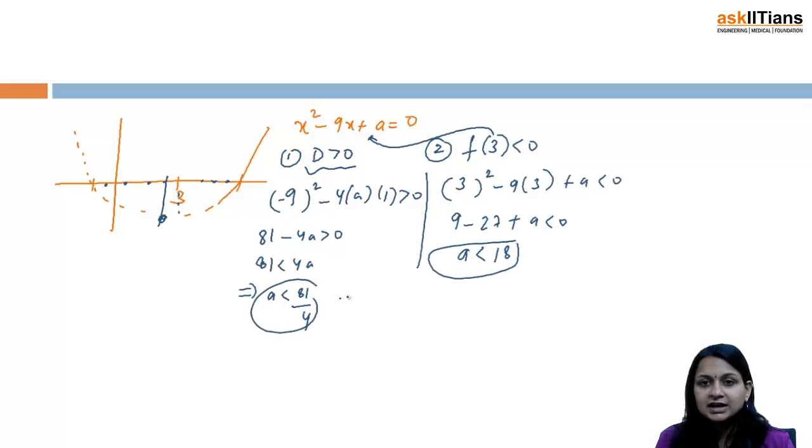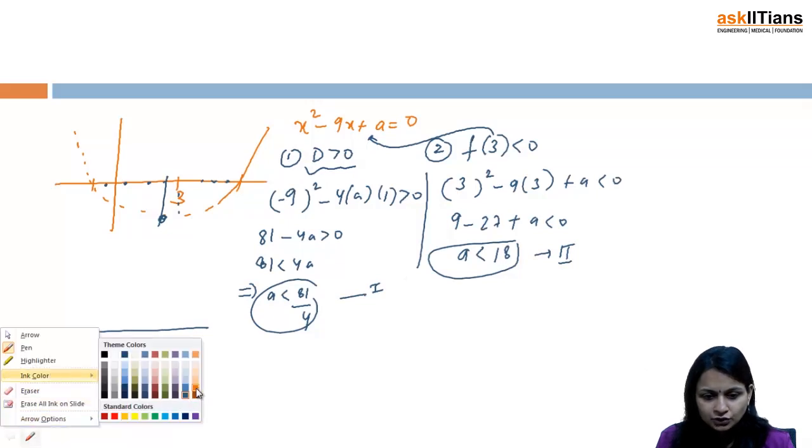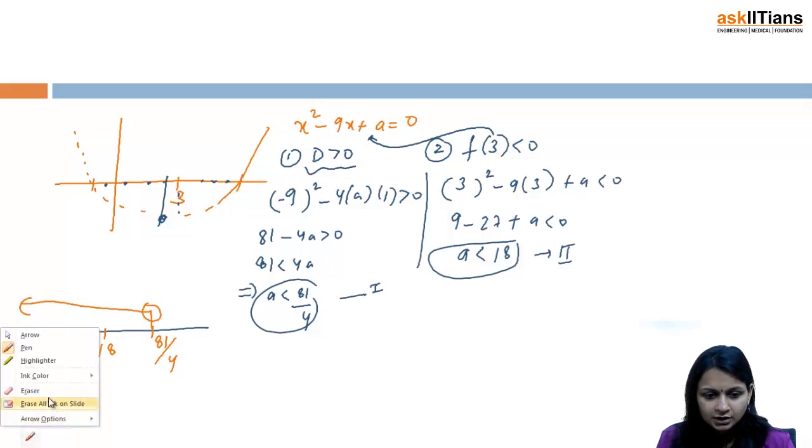Now I have to take the intersection of these 2. So on a common number line, I will be plotting them and will be getting the final answer. So let me plot that. With the first, I have a less than 81 by 4. This is 81 by 4. This will be 18. Something like this. Okay. With the second, I have a less than 18.